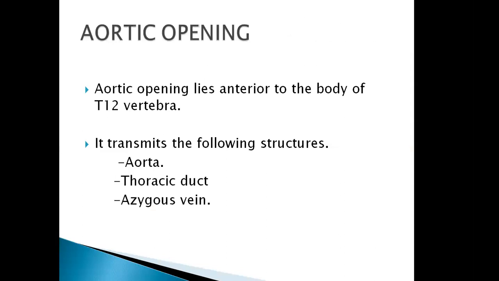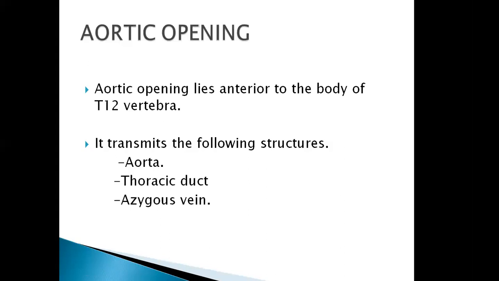Now the aortic opening lies at the level of the 12th thoracic vertebra. The aortic opening lies anterior to the body of the 12th thoracic vertebra, or simply you can say the aortic opening lies at the level of the 12th thoracic vertebra.